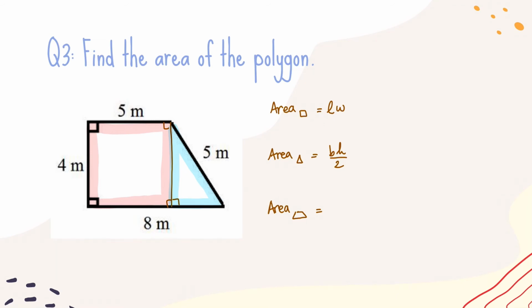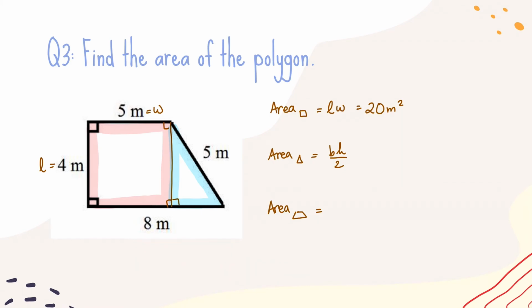Okay, so to find the area of my rectangle, I'm going to say 4 is my length, and then 5 is my width. So if I multiply those together, I should get 20 meters squared. And then for my triangle, I have no base and no height in terms of the values that were given to me. So instead, I kind of have to think about what this is.